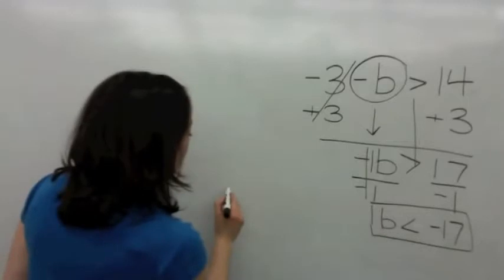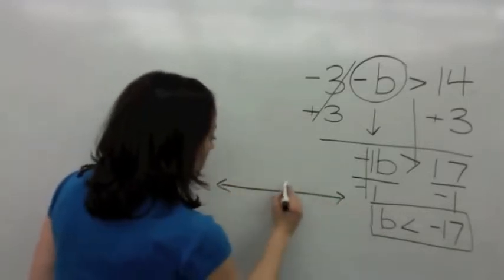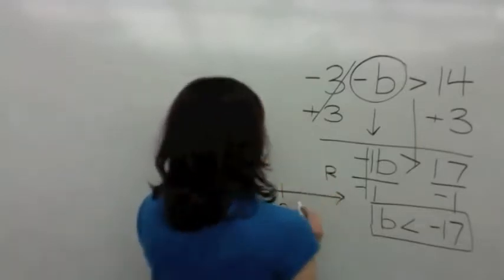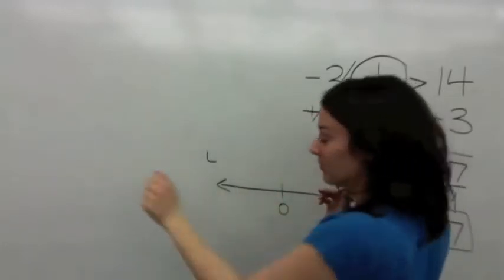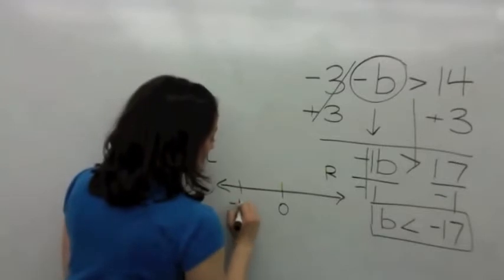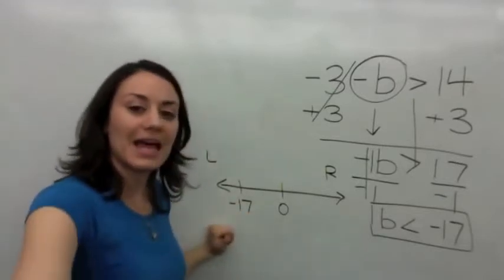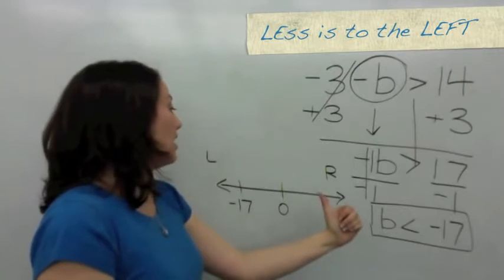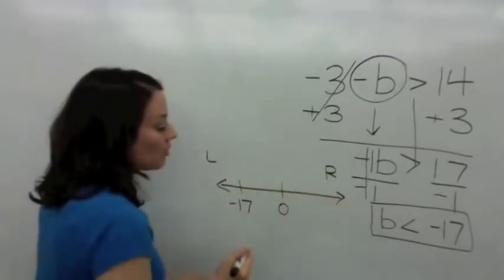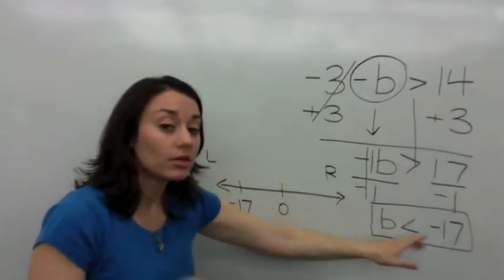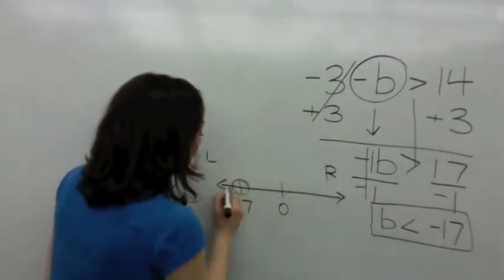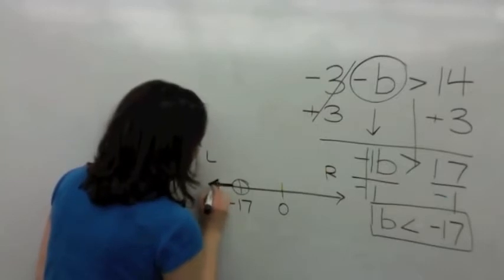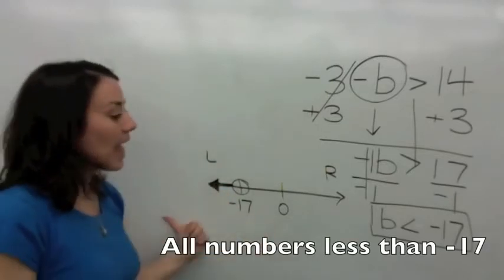So let's go ahead and draw this inequality on a number line. We're going to graph it. Here is 0. Where would -17 be? To the left or to the right? Negative to the left. So -17 will be somewhere here. Now this is interesting because if you talk about what is less than -17, what is less? That's a smaller number. Remember that less is to the left. So is this an open circle or a closed circle? Open. So you're going to open this circle and you're going to shade everything to the left. And your solution reads all numbers less than -17.